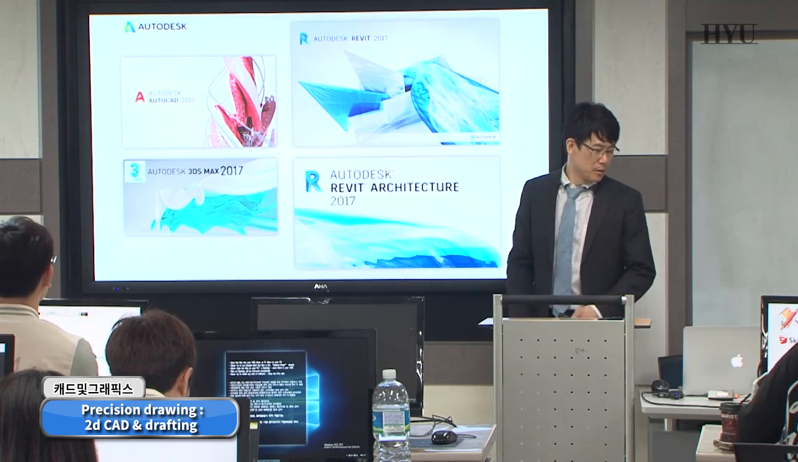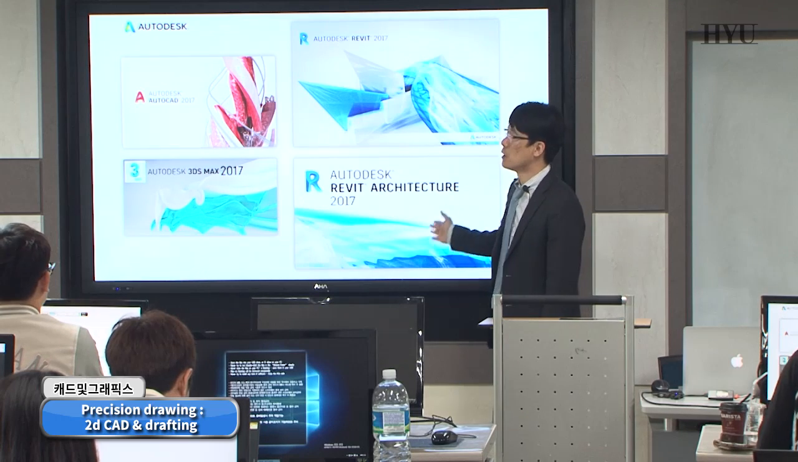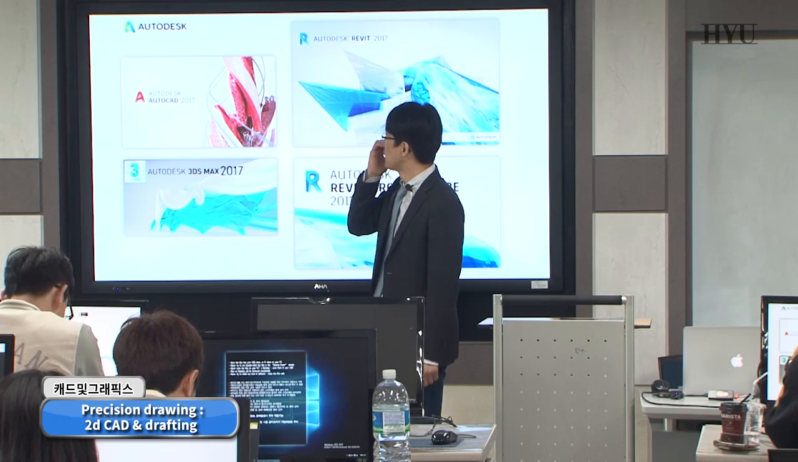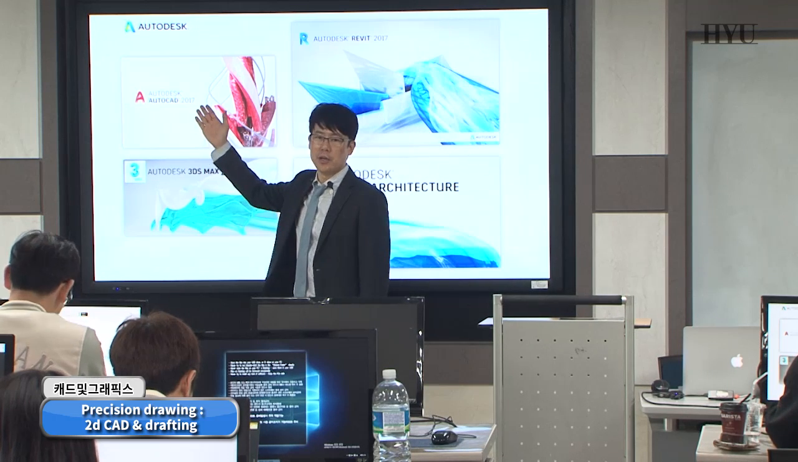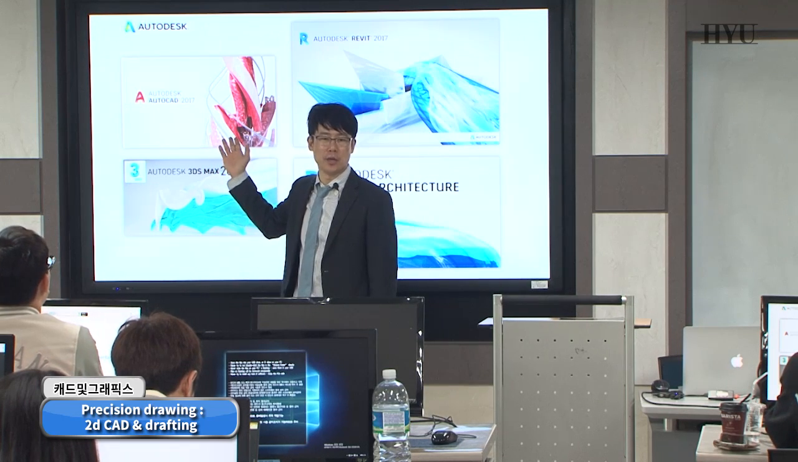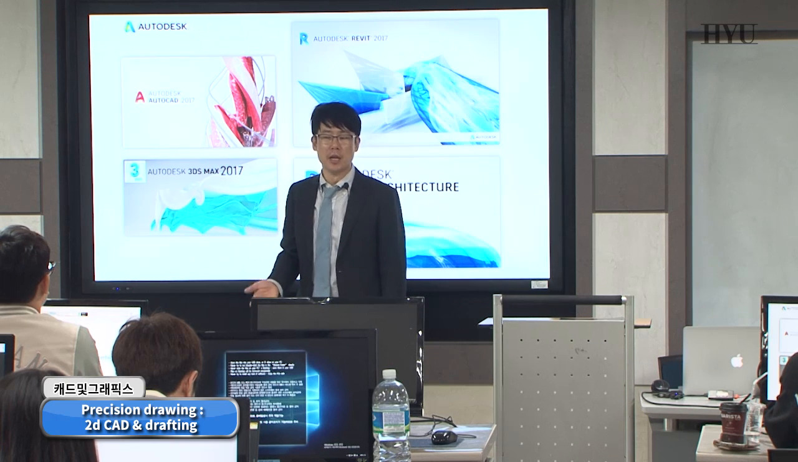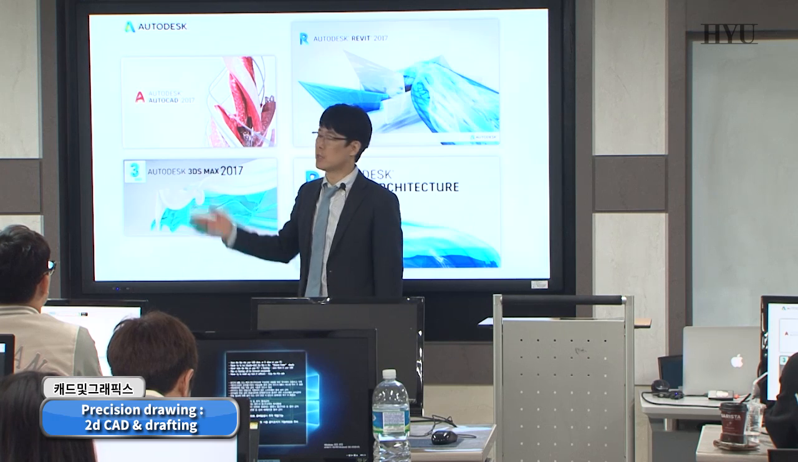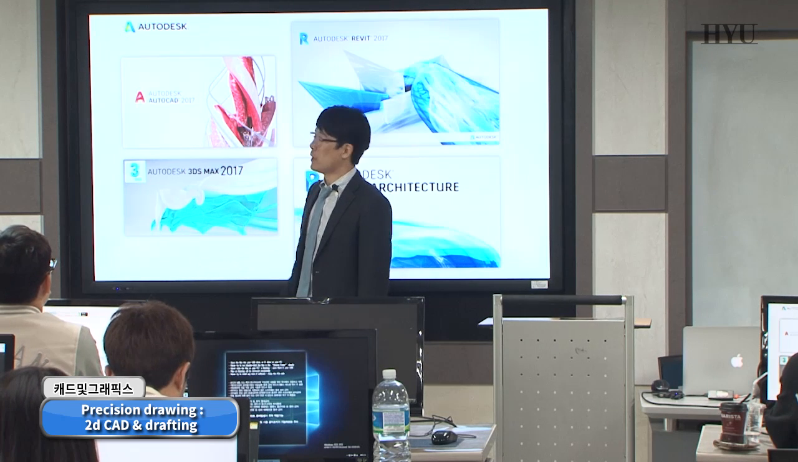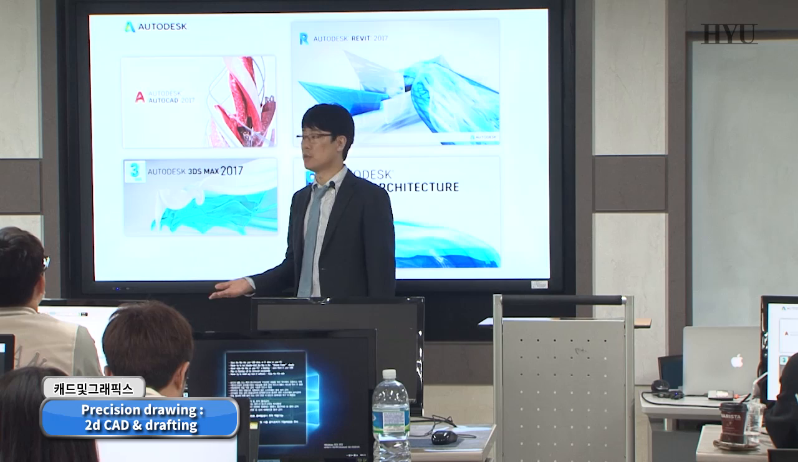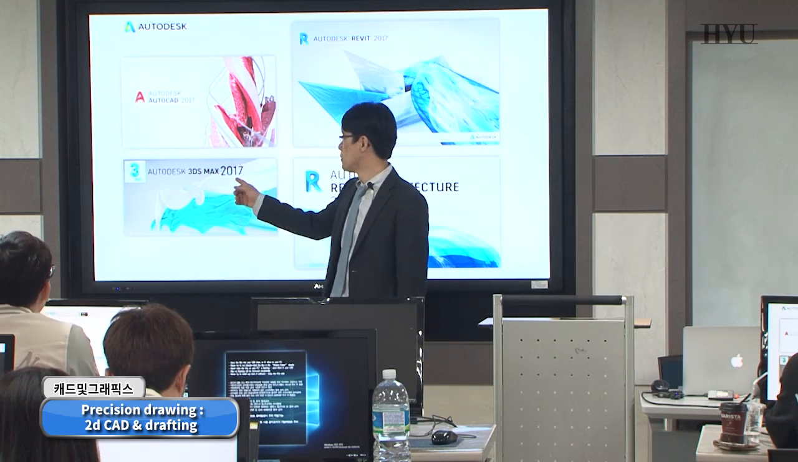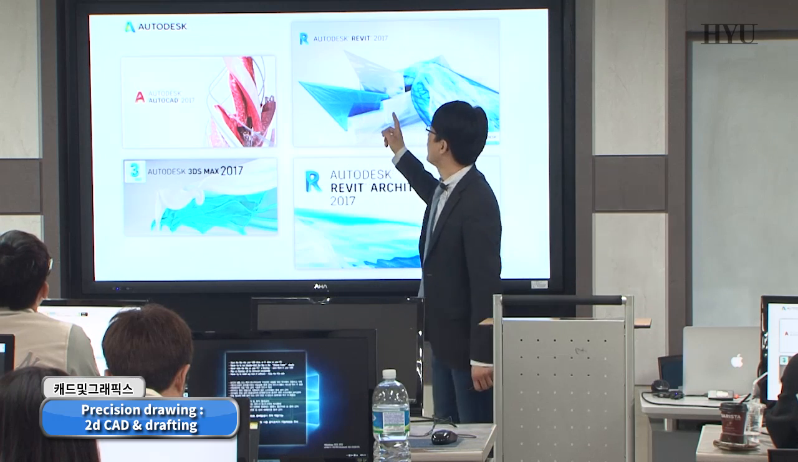How about the most up-to-date versions in Autodesk applications? AutoCAD 2017. I told you today, AutoCAD is not just a 2D drafting tool. It's one of the 3D surface-based modeling tools, okay? It's 3D tools. But anyway, very good for precision drawings. AutoCAD 2017 is the latest version, 3D Max 2017, and Revit.